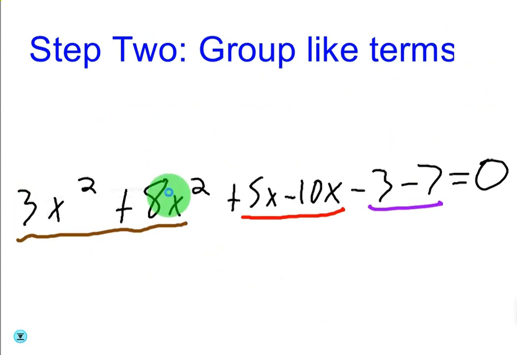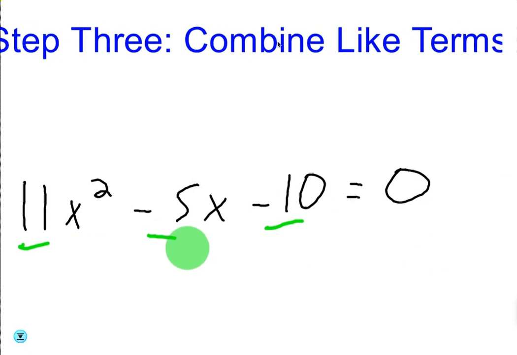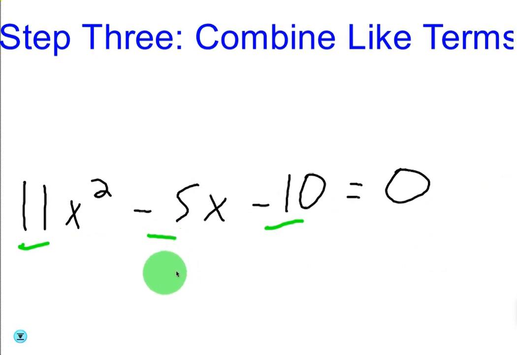So first we got 3x squared plus 8x squared. That is 11x squared. What about 5x minus 10x? Negative 5x, good. And minus 3 minus 7? Minus 10. Alright, so that's our step 3, combine like terms.